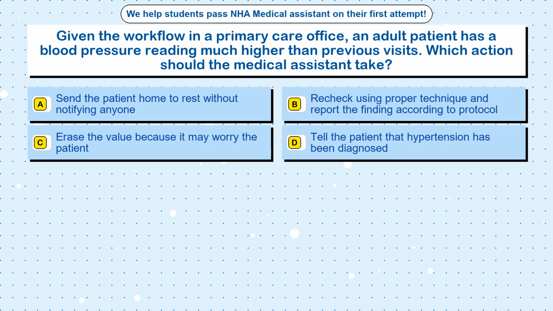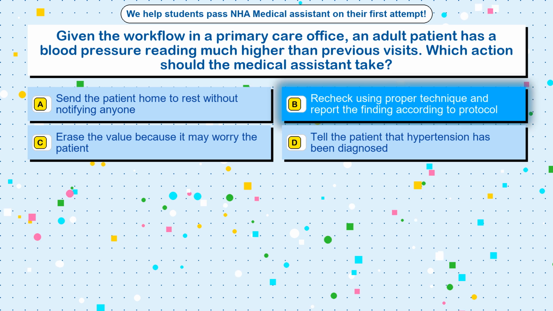Question 34. Given the workflow in a primary care office, an adult patient has a blood pressure reading much higher than previous visits. Which action should the medical assistant take? Option A. Send the patient home to rest without notifying anyone. Option B. Recheck using proper technique and report the finding according to protocol. Option C. Erase the value because it may worry the patient. Option D. Tell the patient that hypertension has been diagnosed. The correct answer is option B.